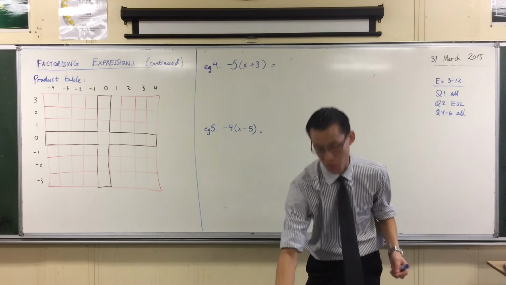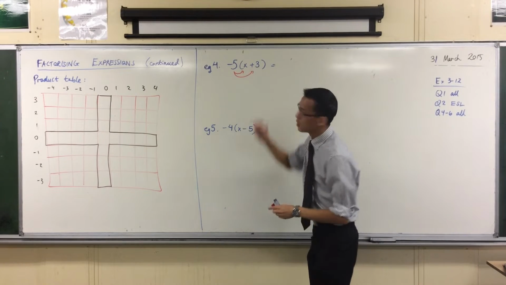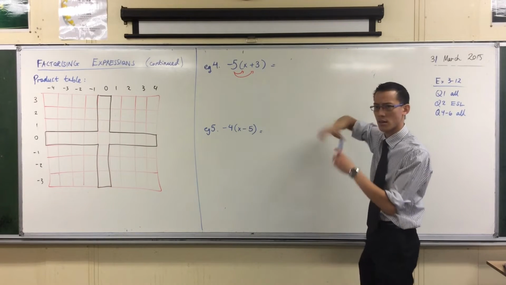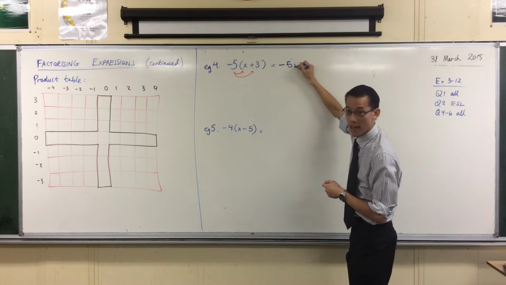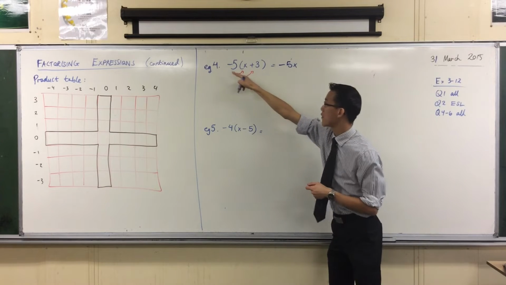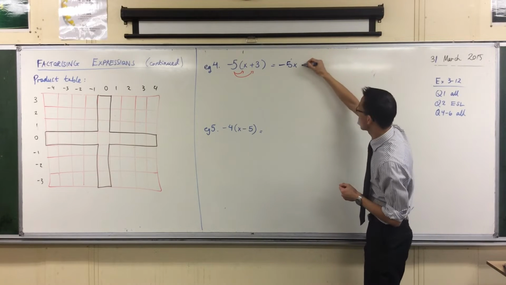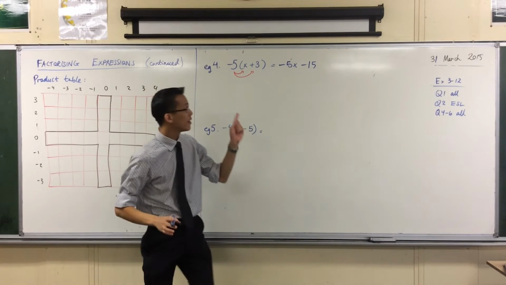Just to help you out a little bit, it's -5 at the front. It gets distributed to both, right? So what pair of terms will I have on the right-hand side? For starters, -5x. And then the -5 goes to the 3 as well. So -5 times 3 is, yeah, that's right, -15. Okay, so just pause before we leave off that.